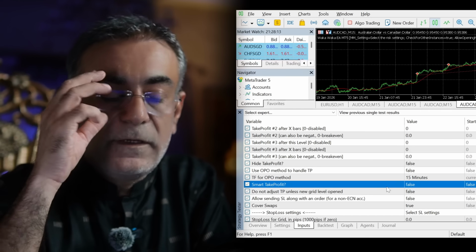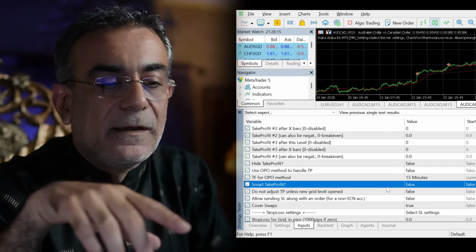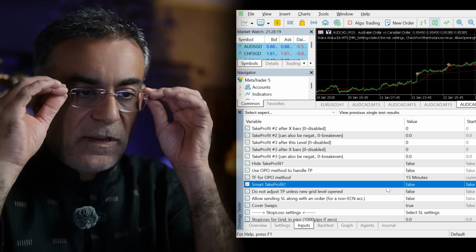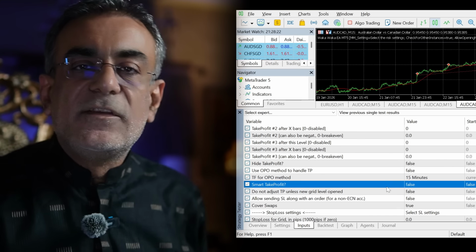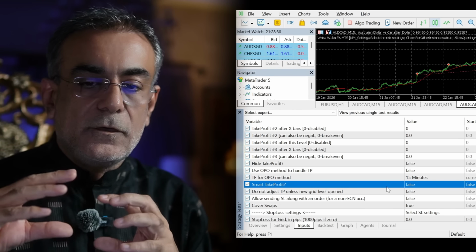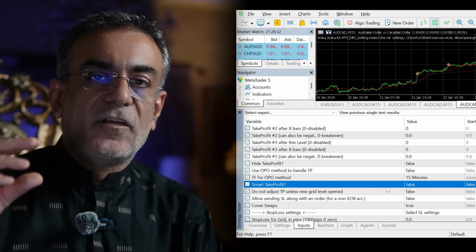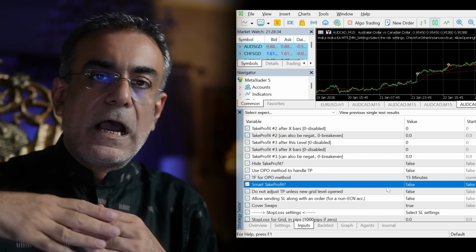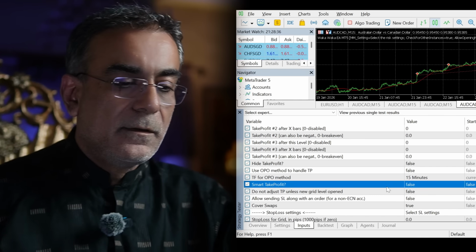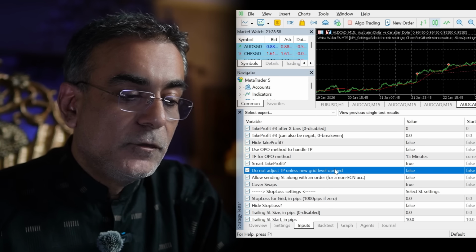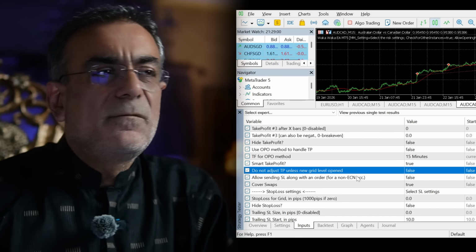A smart take profit, this I already spoke about. I mean, yeah, I cannot show you the entire 007 stuff here, but this is basically based on Bollinger Bands. You set your TP as a percentage of how wide the Bollinger Bands are. Okay, do not adjust the TP unless a new grid level opens, which, yeah, makes kind of sense.